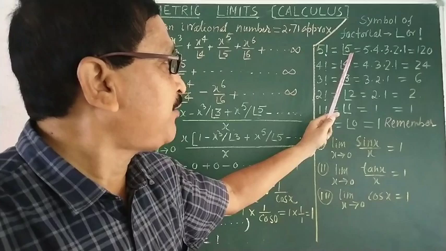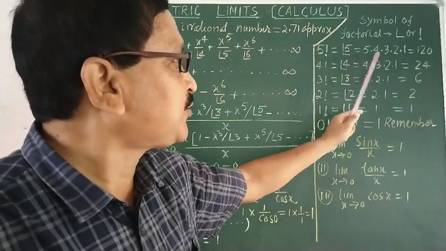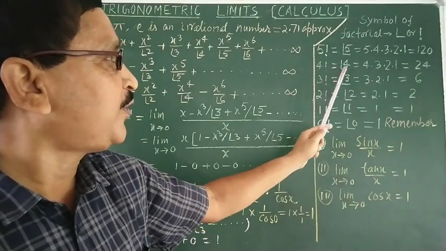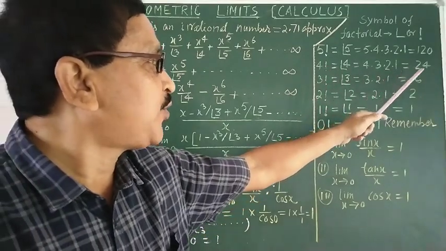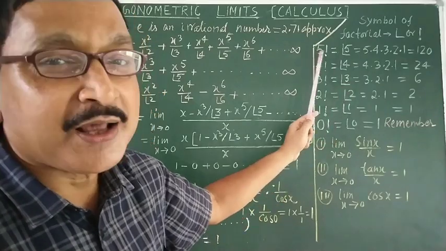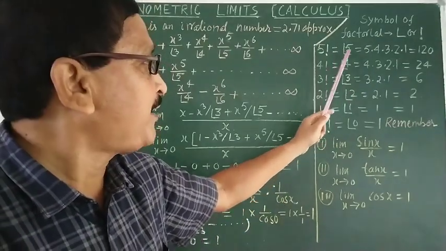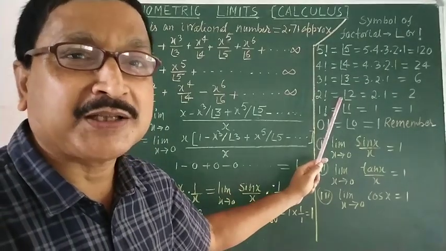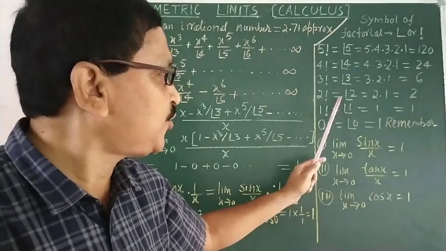Start from the number whose factorial it is: if it is 5, start from 5 and go down to 1. The product is 120. Factorial 4: 4, 3, 2, 1. The product is 24. Factorial 3: both symbols are read as factorial 5, factorial 4, factorial 3. These two different symbols are used for factorial.